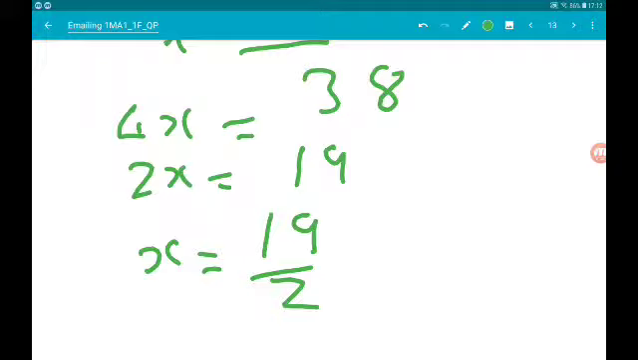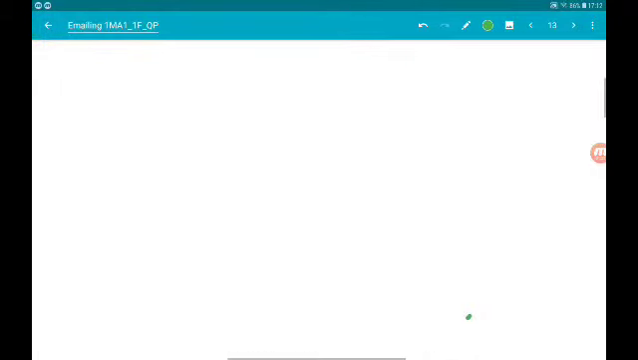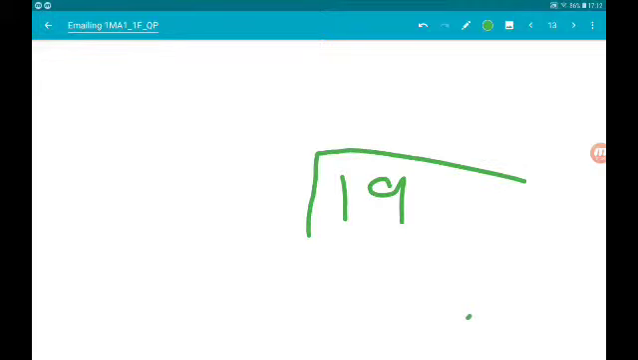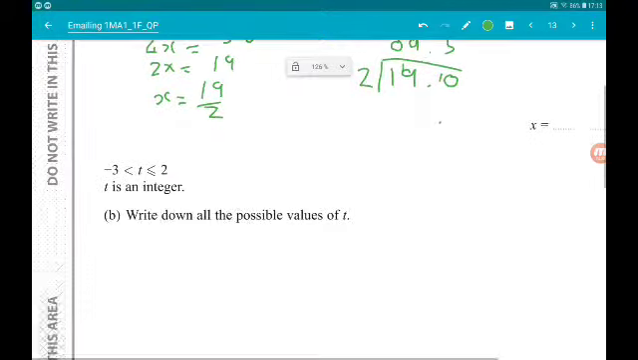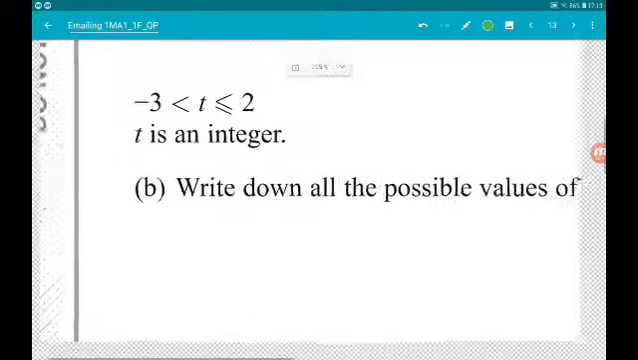That's fine. Or if you want to write it as a decimal, we can use the bus stop. So 2 into 1 doesn't go. Carry the 1. 2 into 19 goes 9 times, which is 18. So there's 1 remainder. So what we do, we put a point 0 on the bottom and a point up above. Carry the 1 to the 0, and then 2 into 10 goes 5 times. So 9.5. Cool.